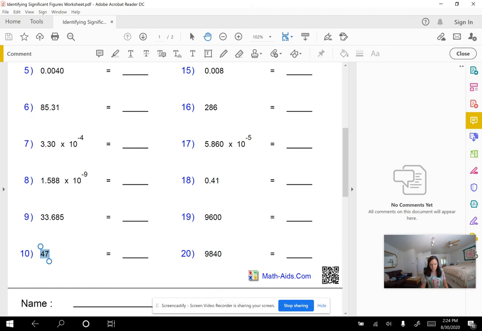Hopefully that answers some of your questions and gives you some examples. We are going to do a little video on multiplication and division, and I will also do another video on addition and subtraction. And hopefully that will work.